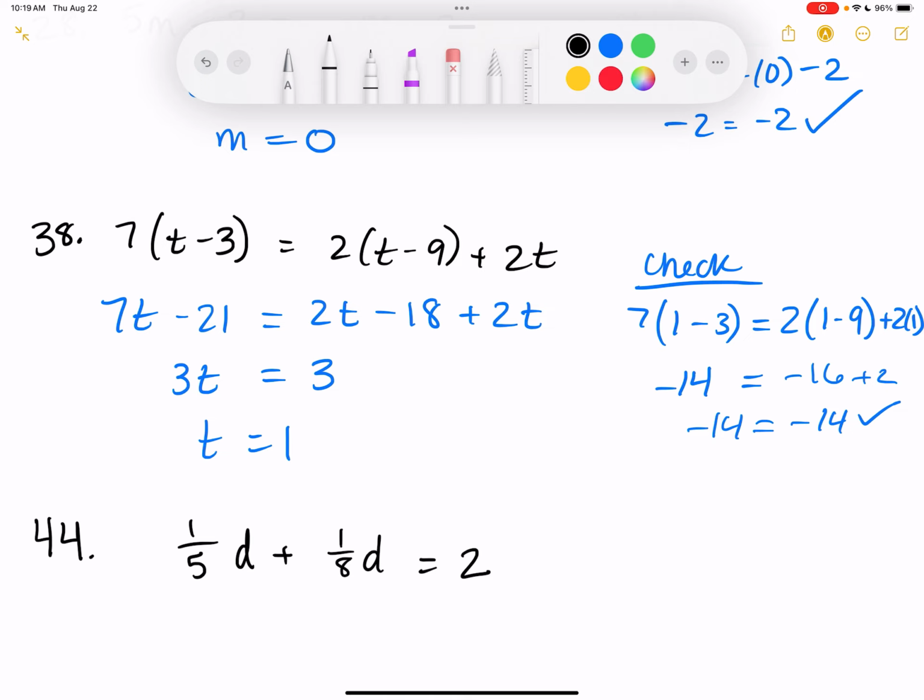Okay, so we get a common denominator, right? And what would the common denominator for that be? 40. So you would end up with 8 over 40 and 5 over 40, but you still haven't gotten rid of that fraction, right? You're still dealing with it. Well, this magic trick gets rid of fractions.